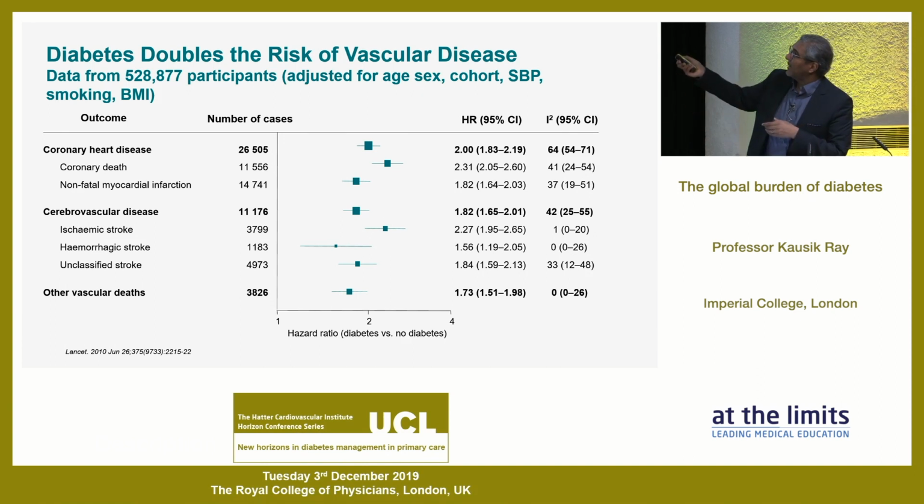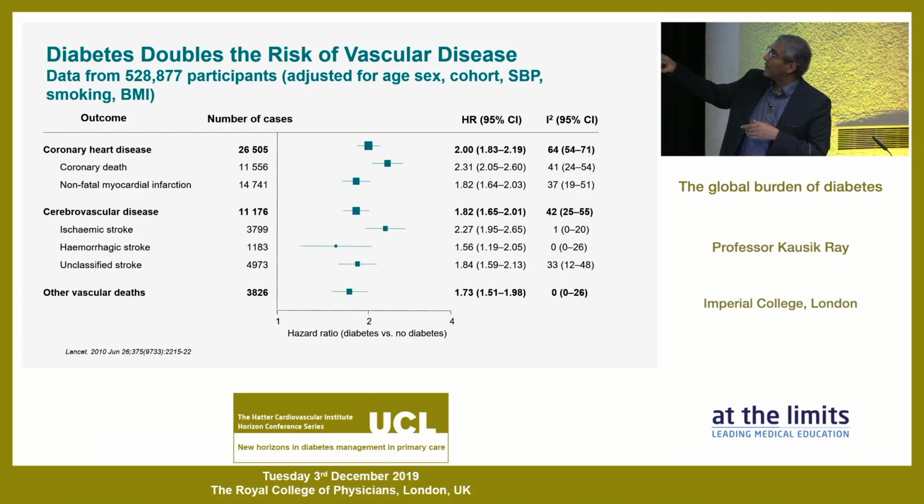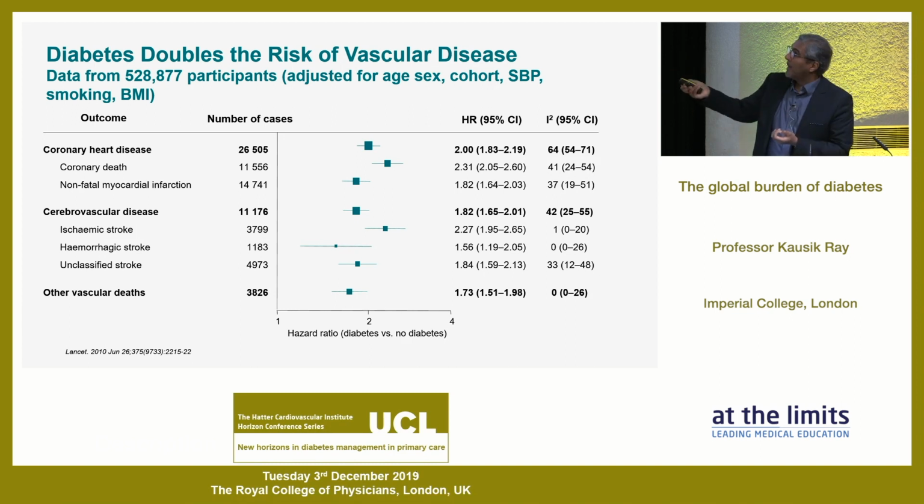So what does diabetes do in terms of cardiovascular disease? Well, it exactly doubles. Look at the number of cases. These aren't individuals, these are cases. These are fatal and non-fatal MIs. It exactly doubles your risk of coronary heart disease. Most of those are going to be linked to coronary death, so the first event is often a fatal one.